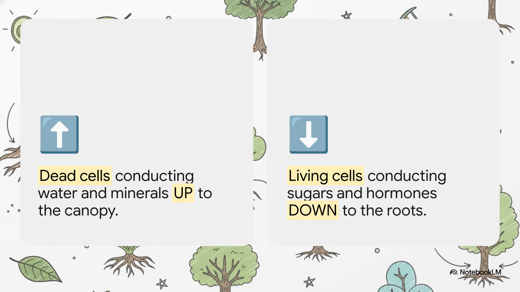The phloem, on the flip side, consists of living cells. Their job is to transport the sweet sugars and hormones created by the leaves down to the roots. But they only live for about a season before they're crushed outward to become the tree's protective outer bark.